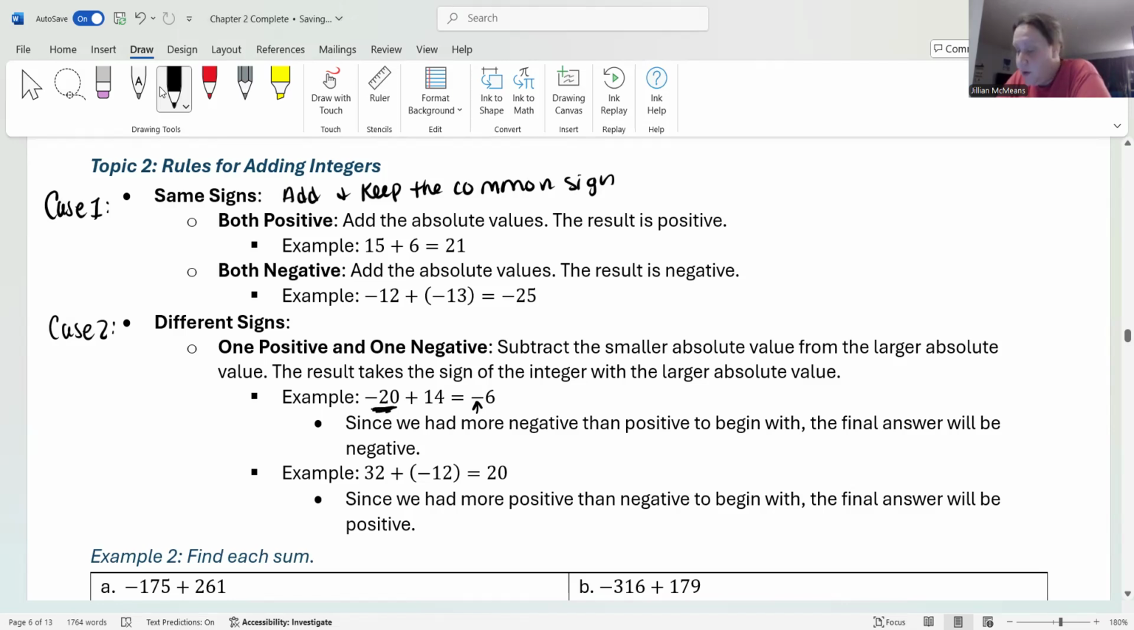Now, for the next example, we have 32 plus negative 12. Well, you would subtract your absolute values. So you take 32, you subtract 12, that gives you 20. But then you have to ask yourself, what did I have more of?